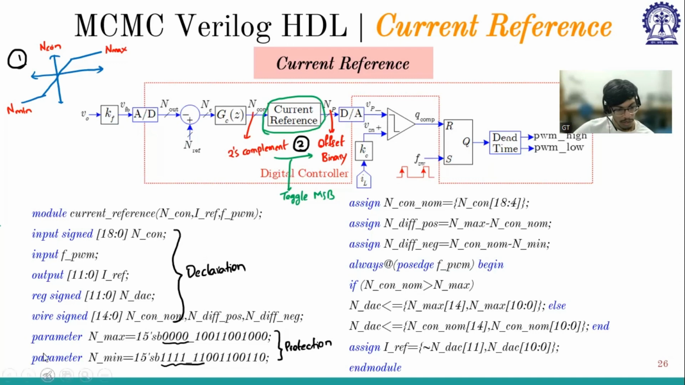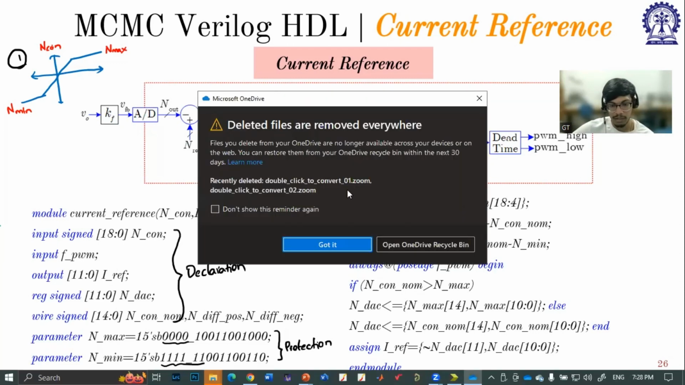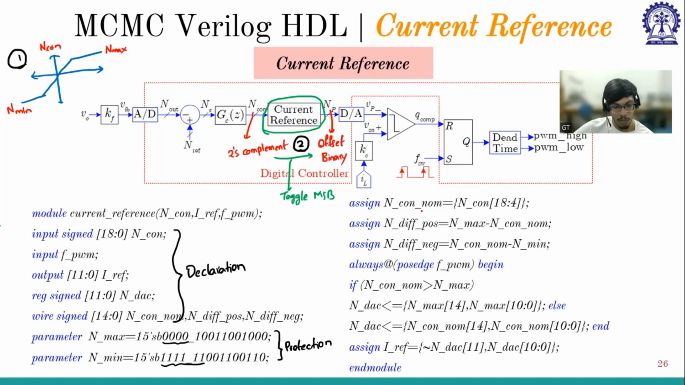Okay, let us come back here. Ncon nominal. So what is Ncon nominal? Ncon nominal is Ncon 18:4. Again, what is Ncon? Ncon is 19 bit, right? 19 bit.